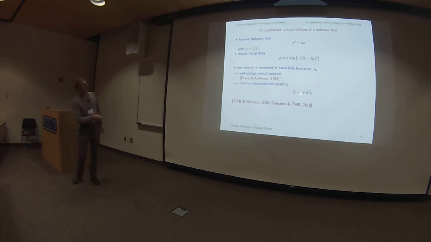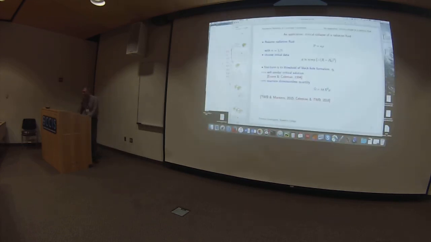And we can analyze this with a dimensionless quantity, which Choptuik, Evans and Coleman introduced, this omega, which is just rho times r squared, right? Rho is one over r squared, so there's this dimensionlessness. You throw in a factor for good measure. Let me show you another movie.